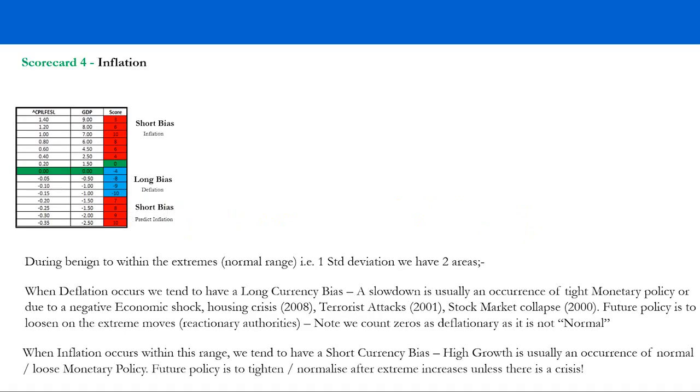Now, when inflation occurs within the normal range, so when we're looking at the positive side, we tend to have a short currency bias. And throughout history, high growth is usually an occurrence of very normal or extremely loose monetary policy. The future policy, if inflation does get out of control, is to tighten and try to normalize after the extreme increases or during the extreme increases, unless of course there's a crisis.